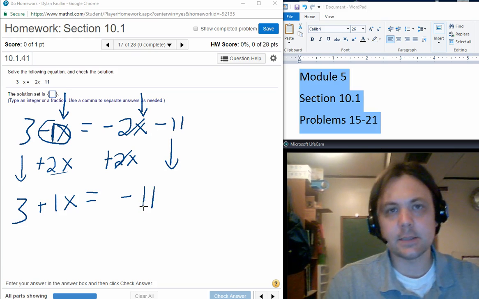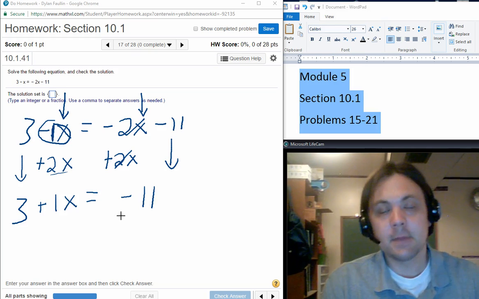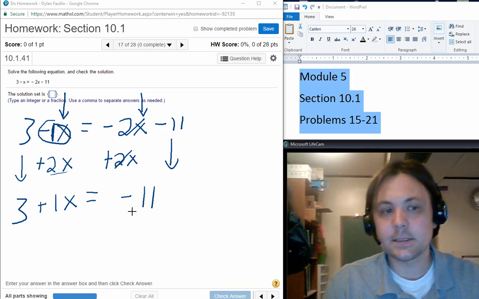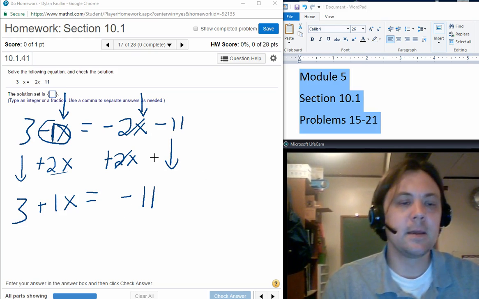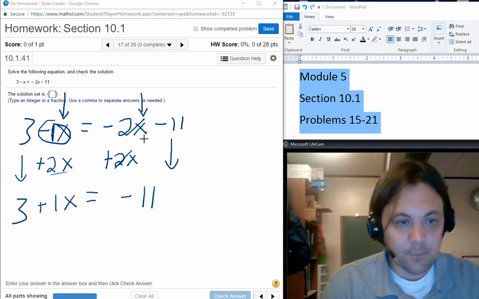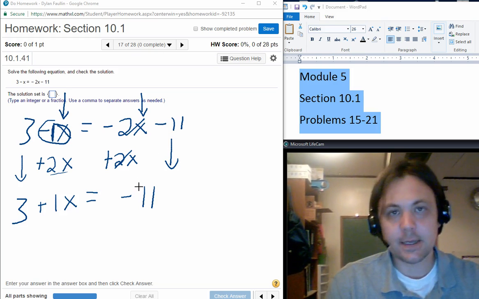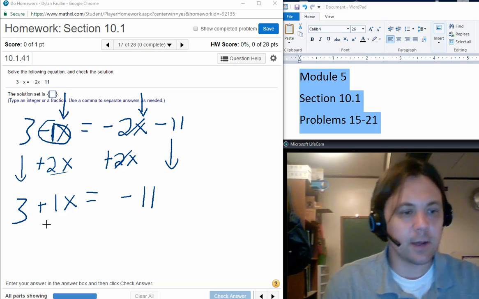So oftentimes I'll get students asking me, what's the difference between a minus sign and a negative sign? And I always tell them, really, there is no difference. A minus sign is a negative sign. We just give it a different name depending on the context. So if there's something in front of it, it's a minus sign. But if that goes away, it becomes a negative sign. But it really kind of functions in the same way.